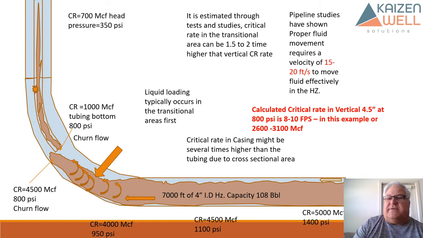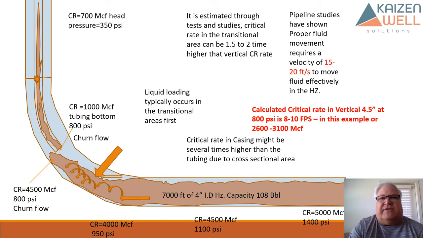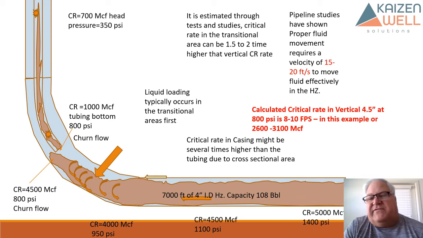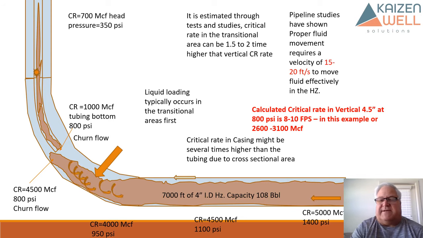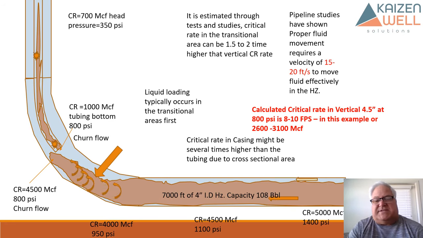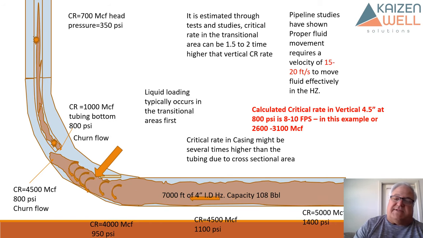Another interesting thing is, if you look at pipelines, and when they were looking at moving liquid through undulating pipelines up and down, there's a lot of information that says you require about 15 to 20 feet per second to move that fluid efficiently through a pipeline. So even though when we look at critical rates, it says it's much lower than that, 15 to 20 feet per second in this horizontal section here is a significant rate. I mean, 4.5 to 5 million standard cubic feet a day just to move fluid efficiently through there. Doesn't mean that it's not moving fluid, but it's sweeping the stuff on the surface.